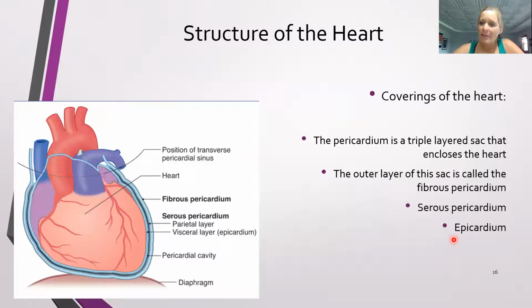So we have several coverings associated with protection and lubrication within the heart. It's contained within a triple layered sac. If you remember back to lecture number 1, we talked about these serous layers and how important they are at preventing friction. If you think about the heart contracting 60 times a minute, every day of your life.